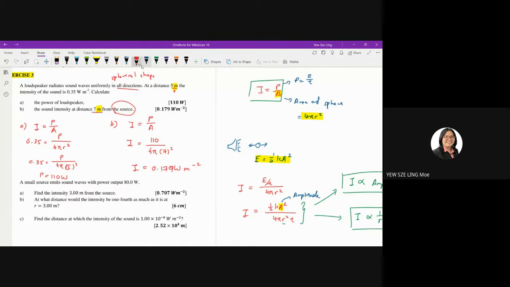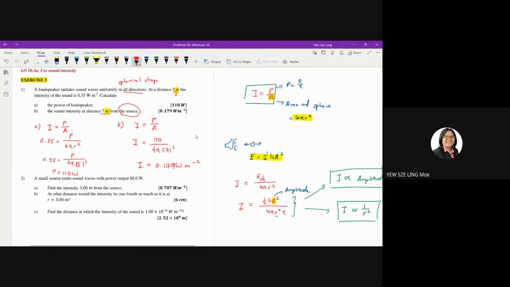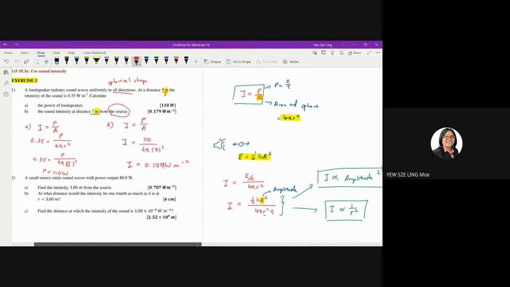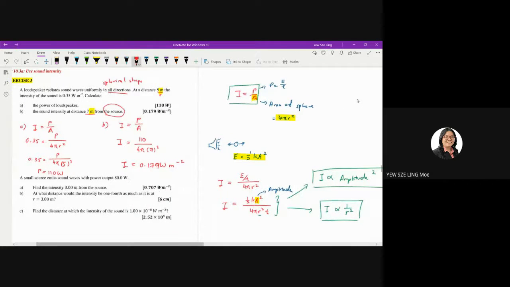I give you 1 minute to write it down because this is just a very short and simple question. The thing that you need to know is the power. So just make a short note for yourself. Why is the power equal to 110? Because you are looking at the same source. It's coming from the same speaker.